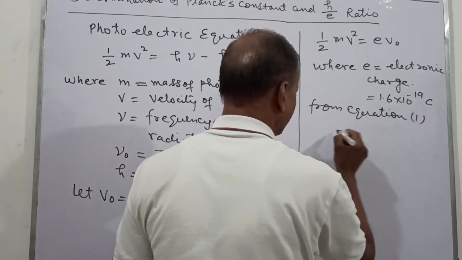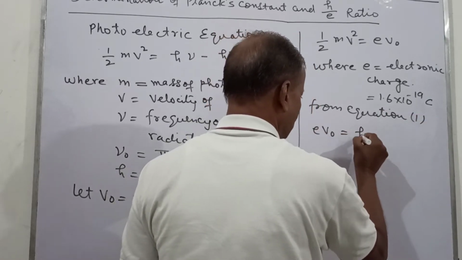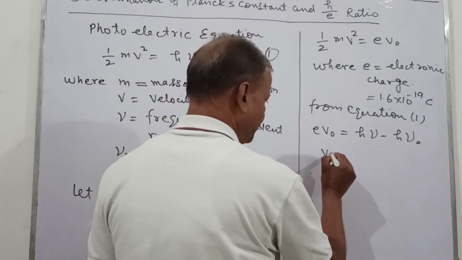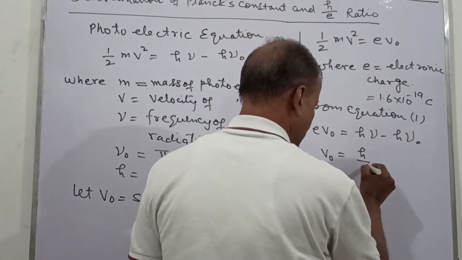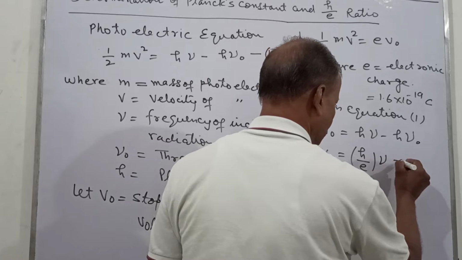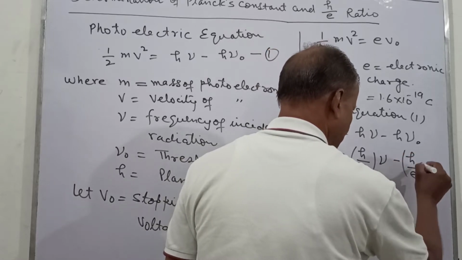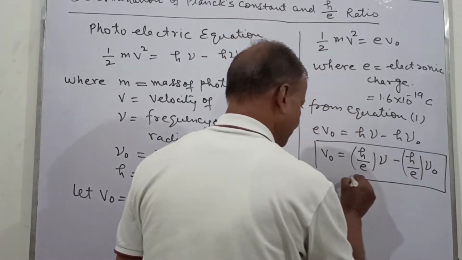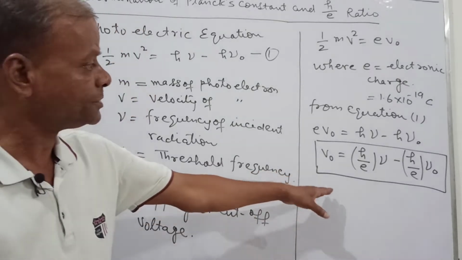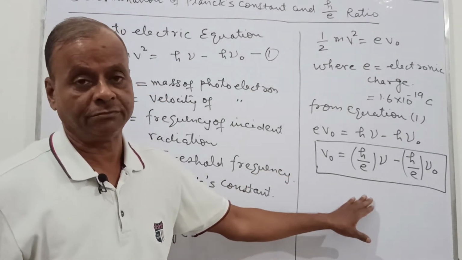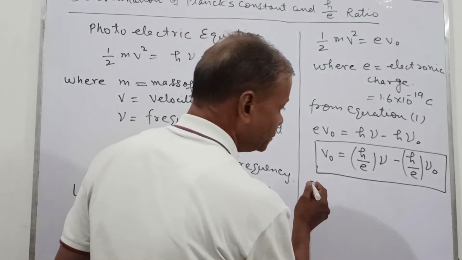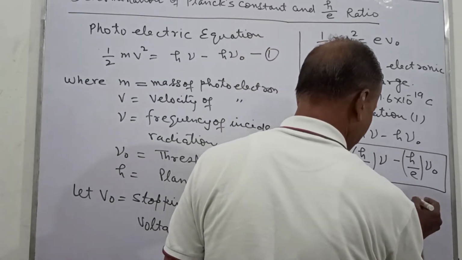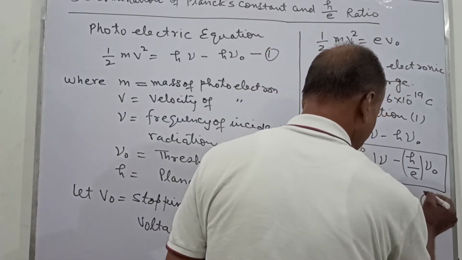From equation 1, eV naught equal to h nu minus h nu naught, or this V naught equal to h upon e into nu minus h upon e into nu naught. This is the equation, and you can see that this is the straight line equation. So now this we take as number 2.